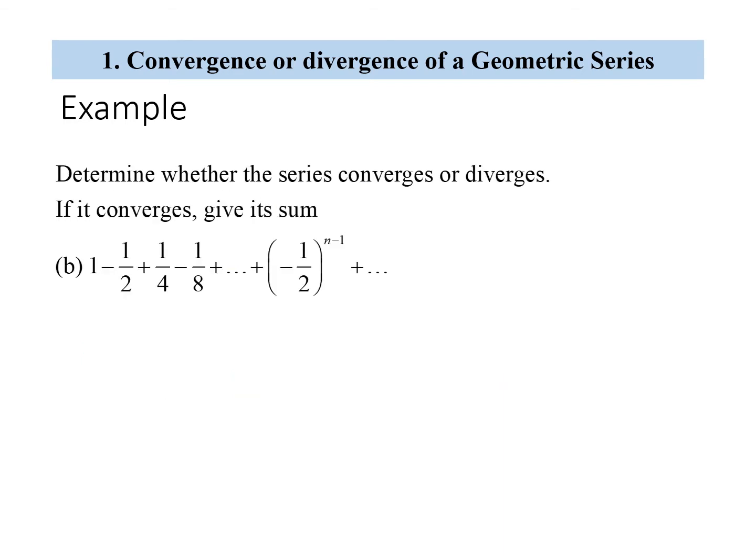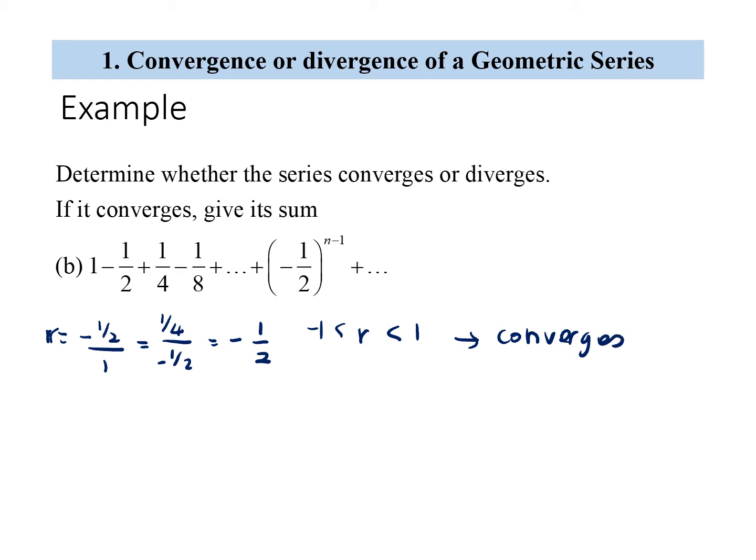Now let us try the next example. Given the series is already in terms of the series, not in terms of the summation, what we need to do is just find the common ratio r. So we have here -1/2 over 1, which is also equal to 1/4 over -1/2, and so on. So this is equal to -1/2. So our r is also between 1 and -1. Therefore, we can say that the series is converged.